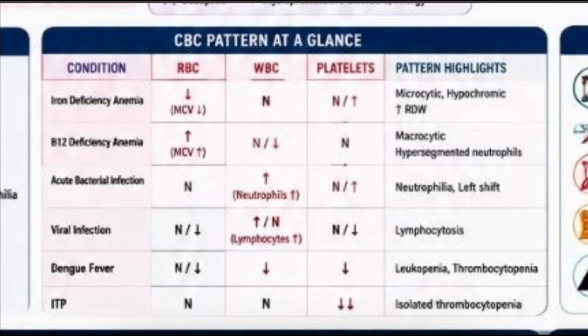Next, we can see viral infection. In viral infection, the RBC will be normal or reduced. The WBC will increase or be normal. Lymphocytes will increase. Next, platelets will be normal or reduced.